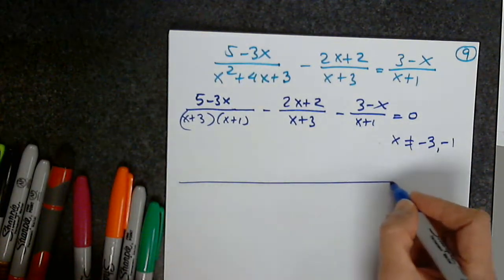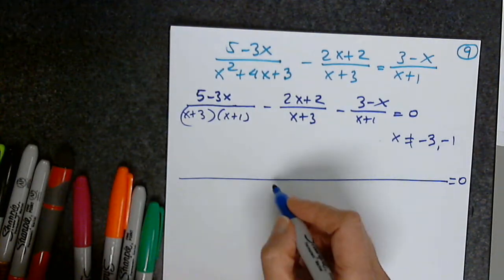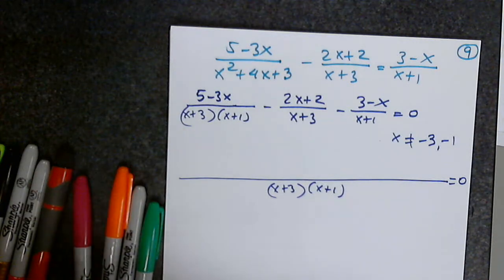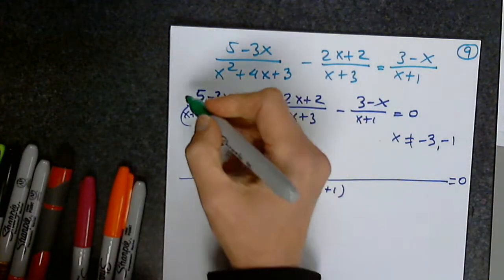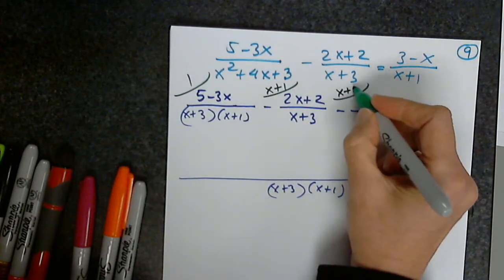And then you did this, which is x plus 3 times x plus 1. Agreed so far? Okay, this one needs a 1, this one needs an x plus 1, and this one needs an x plus 3. Agreed?